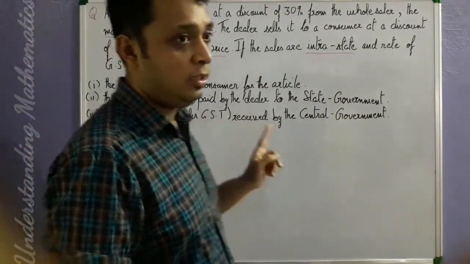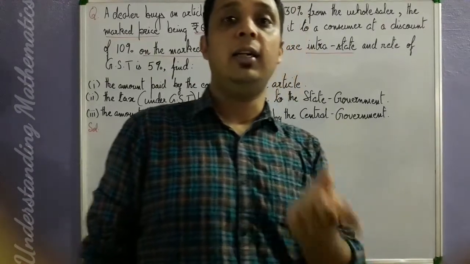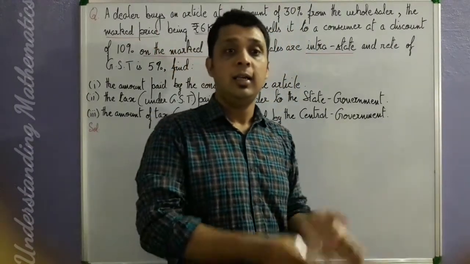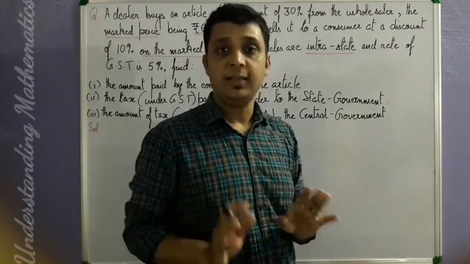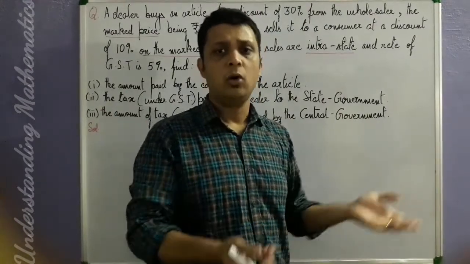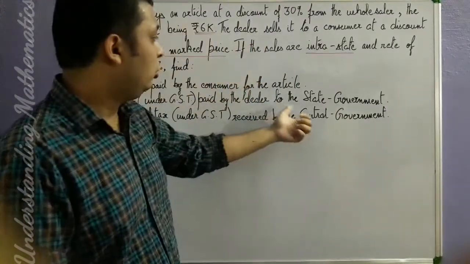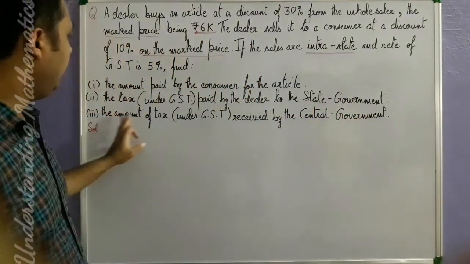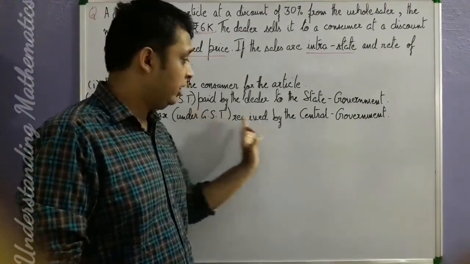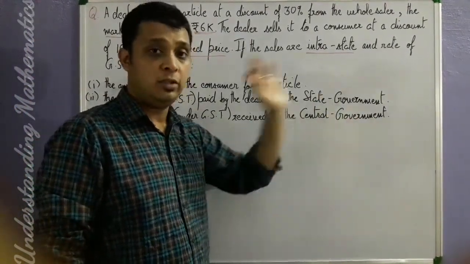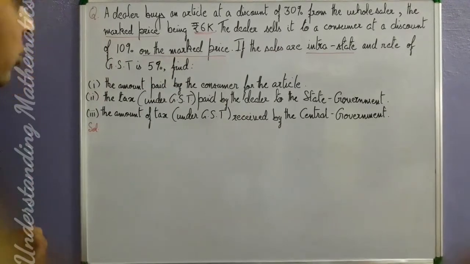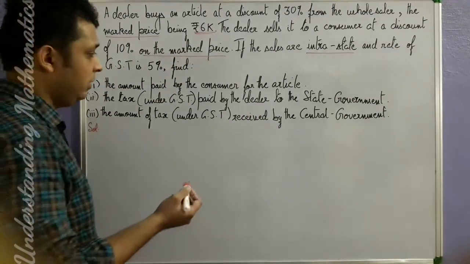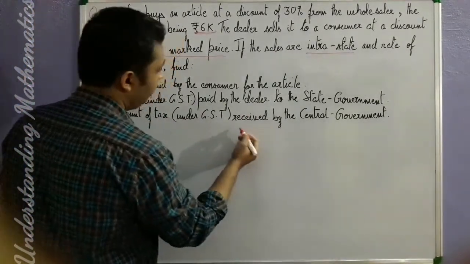Here, GST specifies that we are dealing with the tax under the scheme of GST, not any other tax which is paid by the dealer or wholesaler or manufacturer to the state government, and the amount of tax again under GST received by the central government. So we will follow our conventional or previous method to solve this question, that is the arrow diagram.